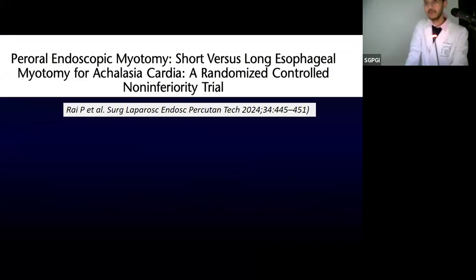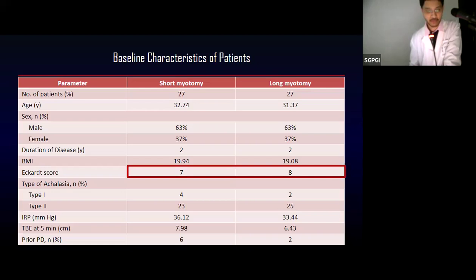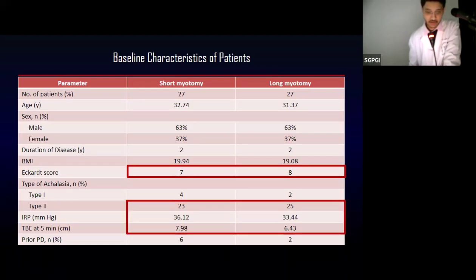Now, there was a publication from our center itself regarding the randomized non-inferiority trial studying the short versus the long esophageal myotomy, short being less than 5 centimeters and long being 6 to 10 centimeters. The baseline characteristics of our patients were comparable in both the arms, Eckardt score being 7 to 8. Type 2 achalasia patients were predominantly seen in both the arms. IRP was elevated in both the arms, being 30 plus, and almost 6 to 7 centimeters of barium column in 5 minutes.